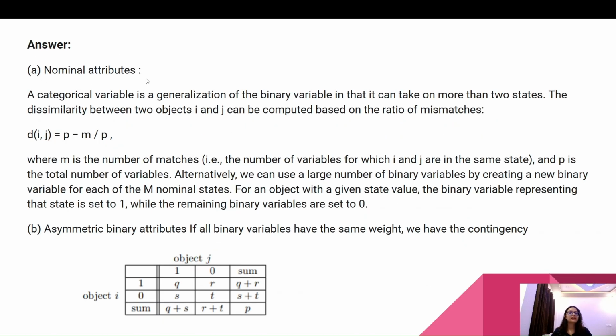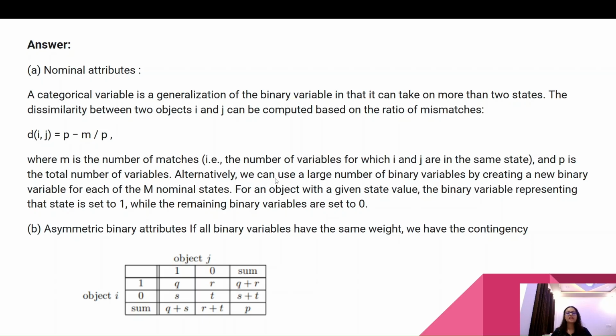Answer: A nominal attribute, a categorical variable, is a generalization of a binary variable in that it can take on more than two states. The dissimilarity between two objects i and j can be computed based on a ratio of mismatch, d(i,j) = (p - m) / p, where m is the number of matches, that is the number of variables for which i and j are in the same state, and p is the total number of variables.